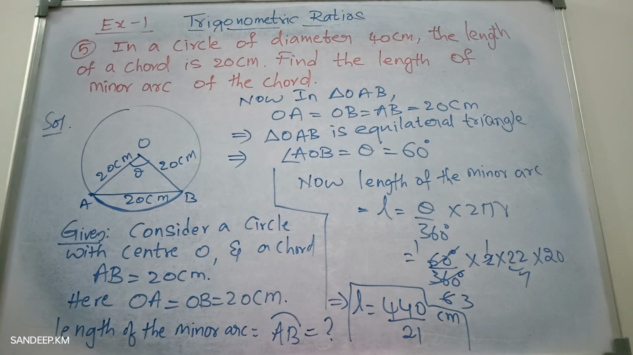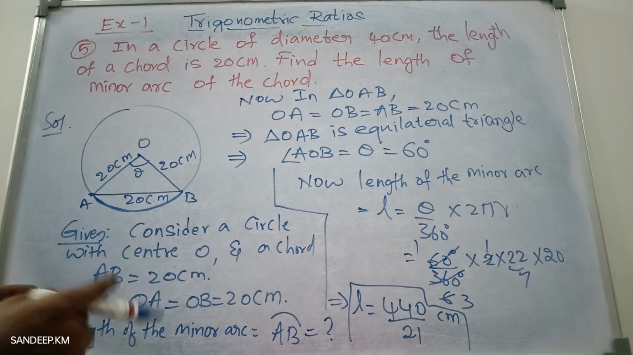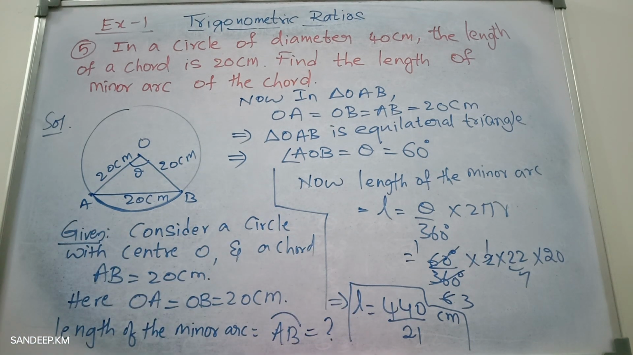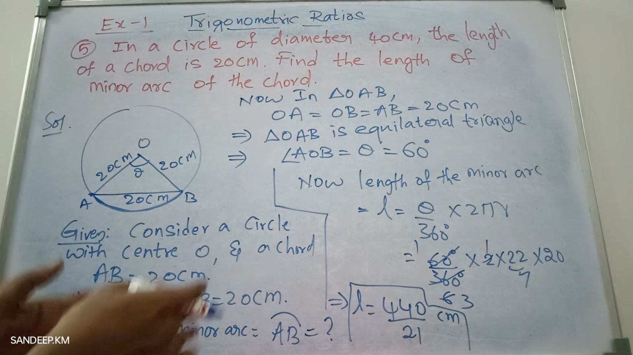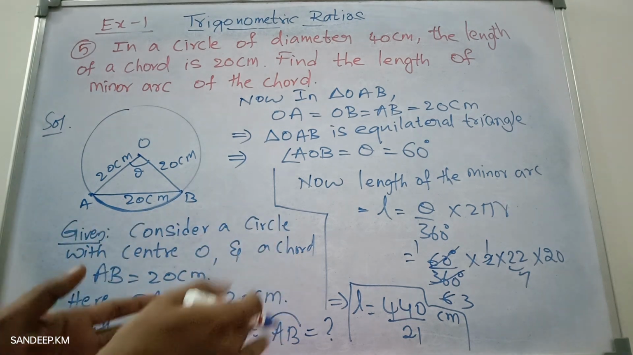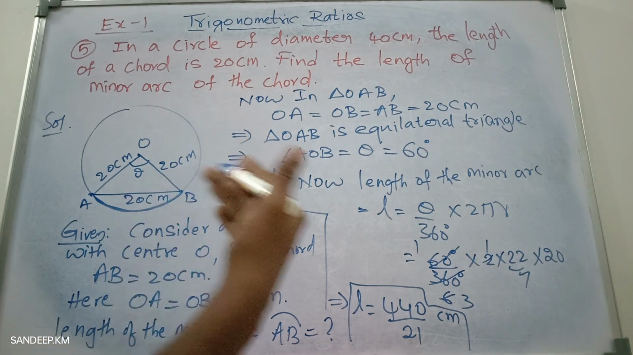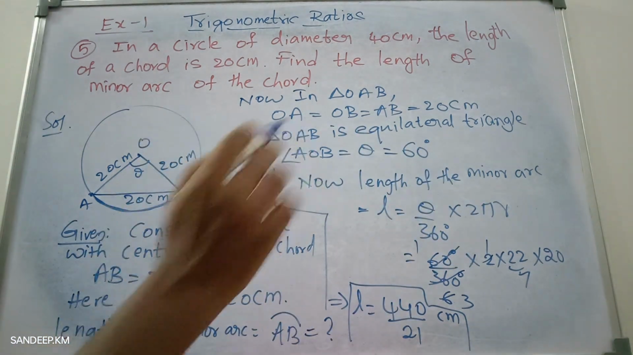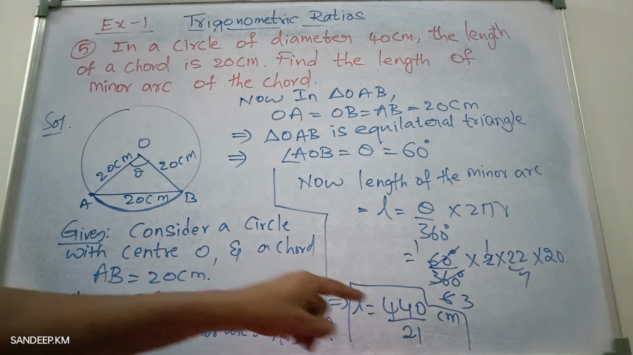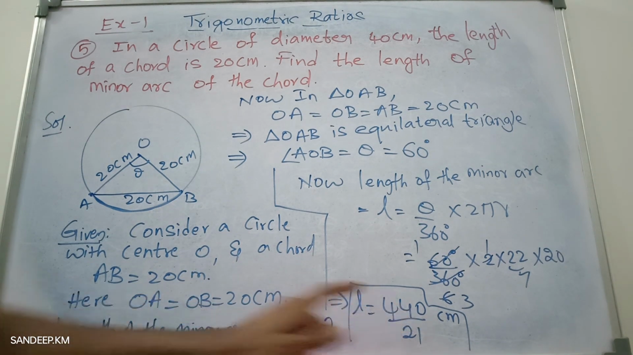So therefore the length of the arc is, dear students, you should write the conclusion. After writing this step, you should write: therefore length of the arc is equal to 440 by 21 centimeters. If you want, you can convert it in decimal form also. And in the textbook, they have written the answer in terms of pi itself. Okay, so I have written the answer as 440 by 21 centimeters.